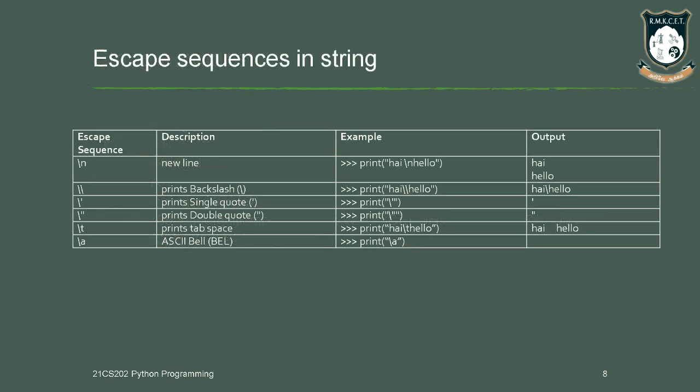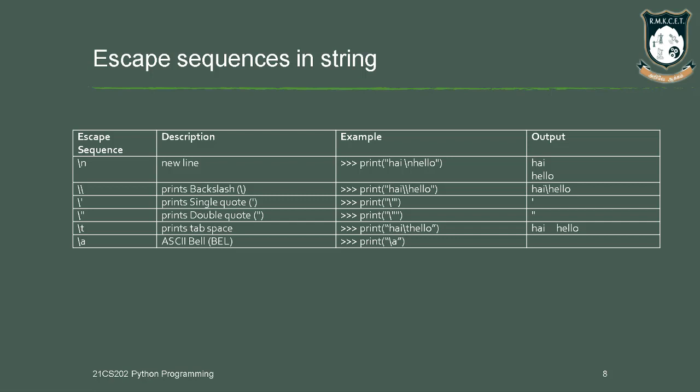Okay, so next we have the escape sequences. These are not printable, and we can't directly use them in our program. We can only see the effect of this. It will not be directly used in the execution of the program, but the result of this we can see in the output. So these are the different escape sequences. If you need to have a new line, then you can use the sequence backslash n.